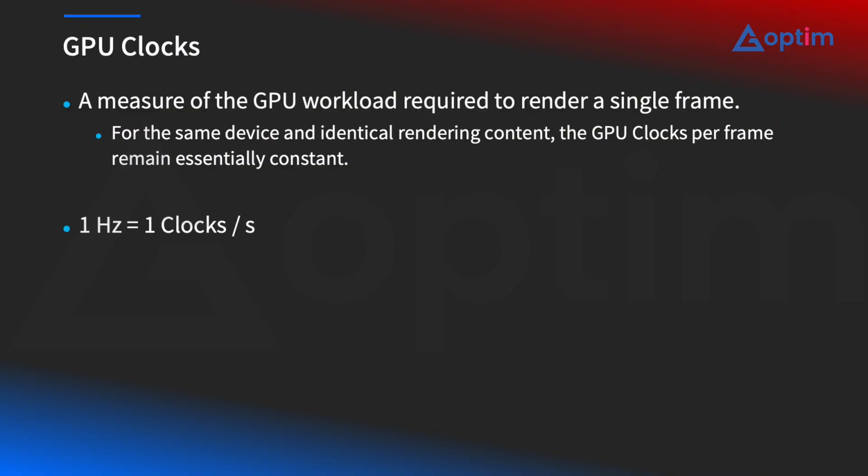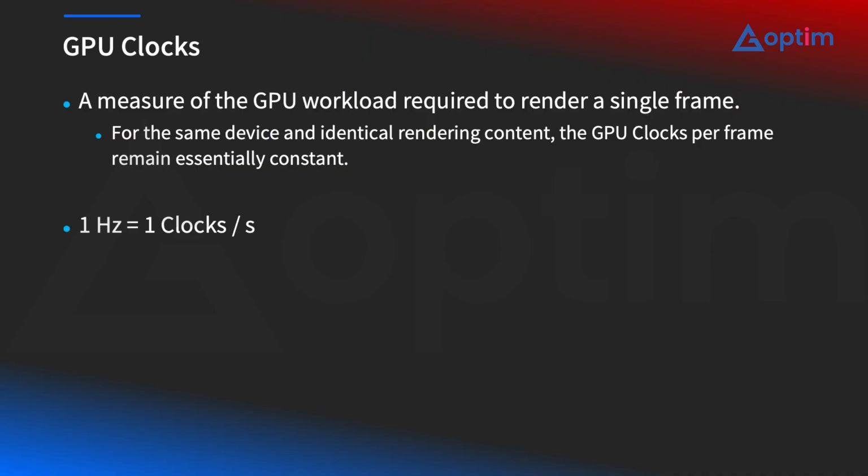There is also another key concept. Every GPU has a maximum operating frequency, measured in megahertz. So what is the relationship between frequency and clocks? You can think of it in a simple way. 1 Hz equals 1 clock cycle per second. So if a GPU runs at 720 megahertz, it means it can provide 720 million clock cycles per second.